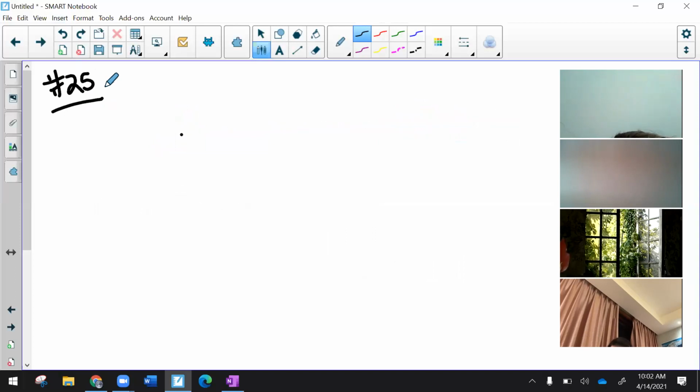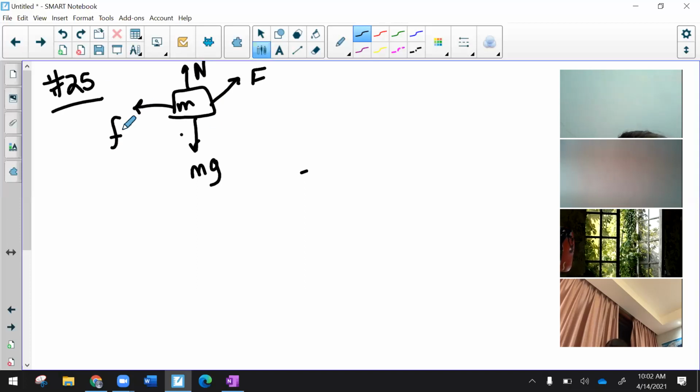All right, so a block of mass m is pulled across a rough surface. Rough surface means there's friction. Coefficient of friction is mu k. The force that pulls the block is exerted at an angle phi. Which of the following is the expression for the magnitude of the friction force? So here's my block. Here's my applied force. I have mg going down. I have my normal force going up. I have my friction force going that way. And this is going to be some angle phi.